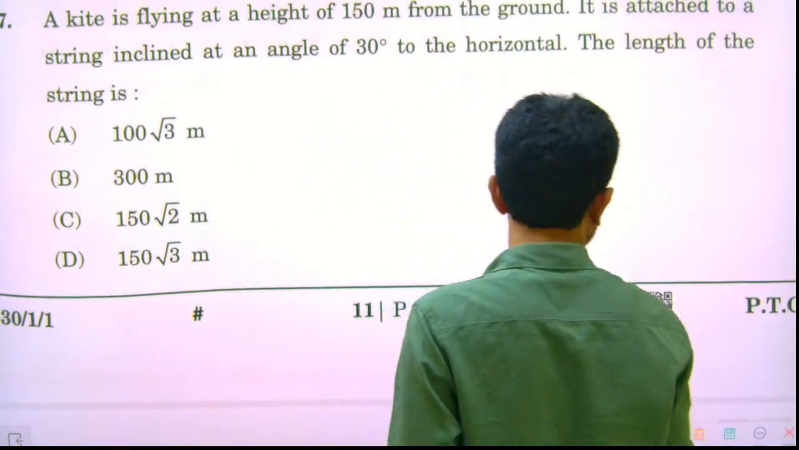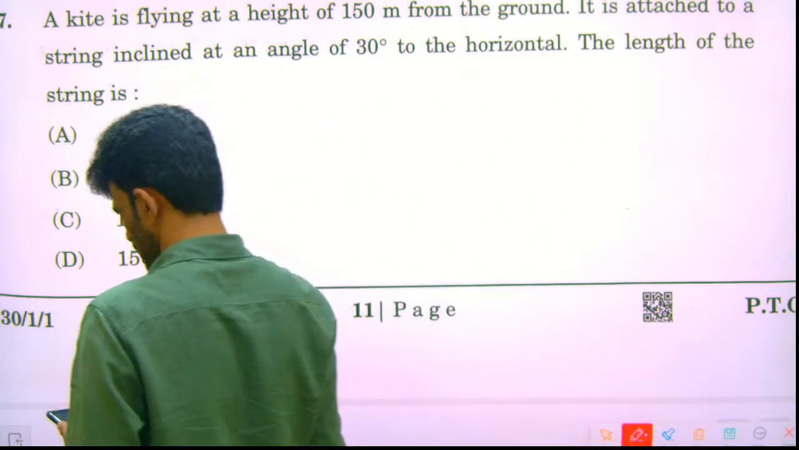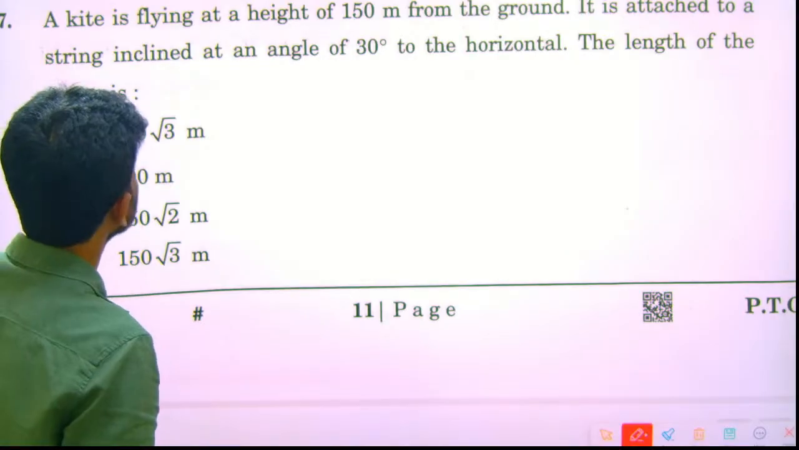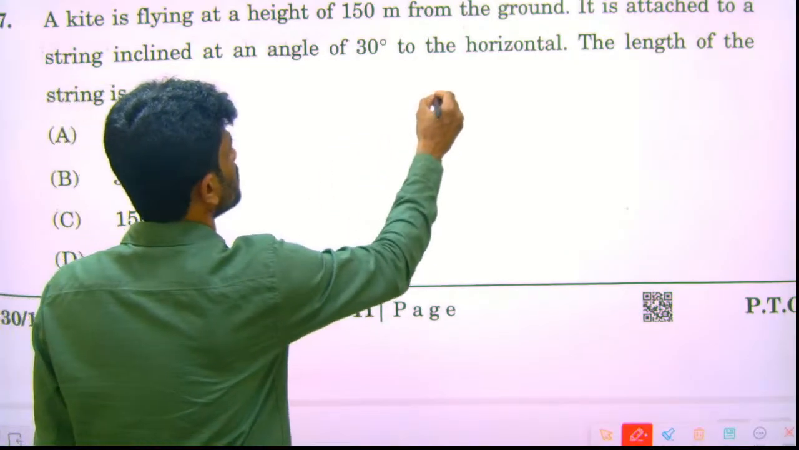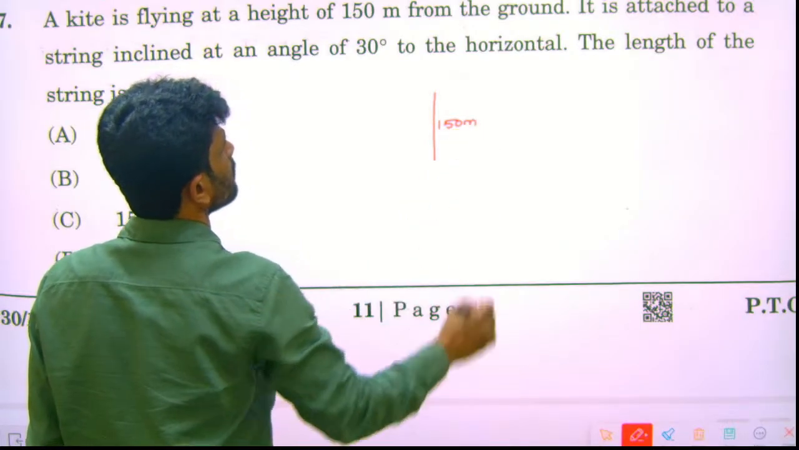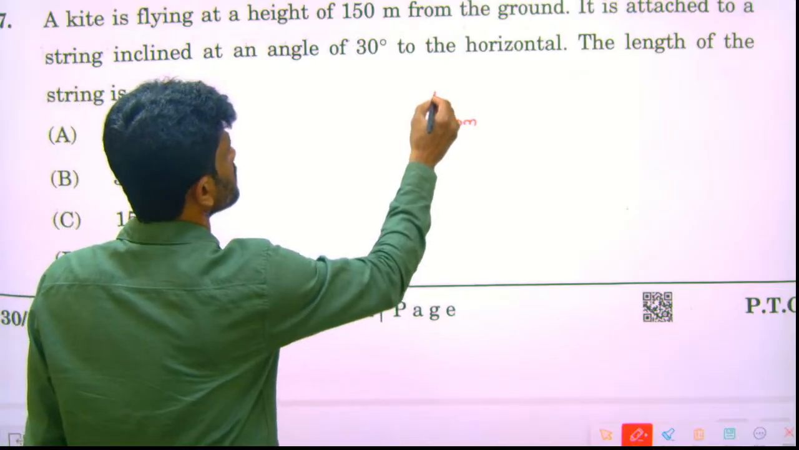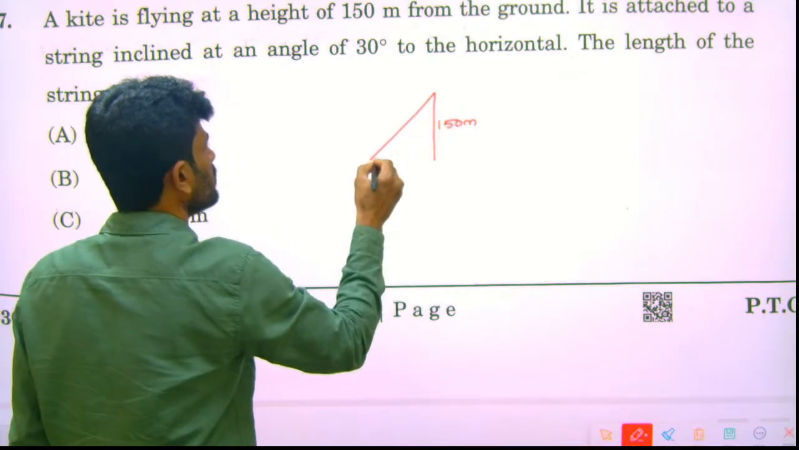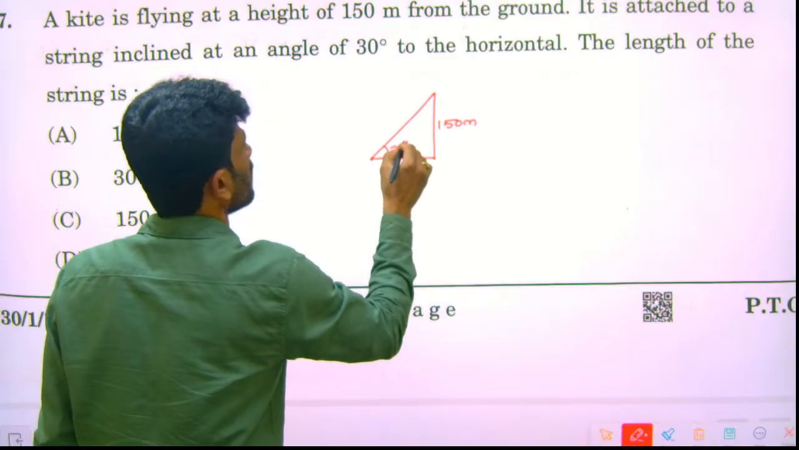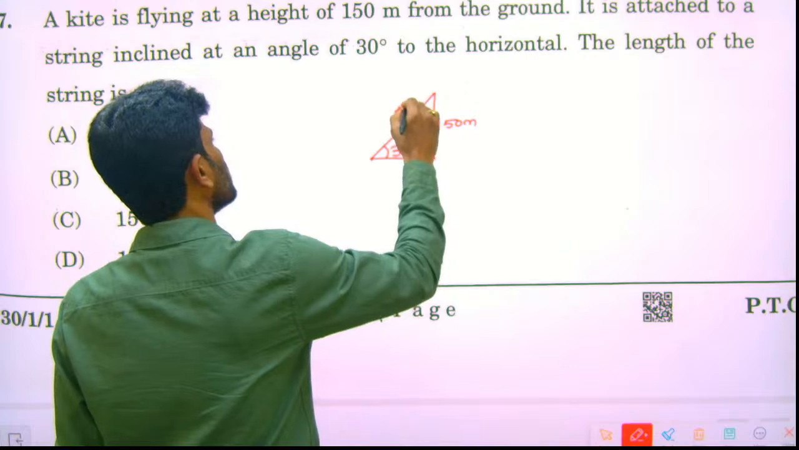This is question number 17, applications of trigonometry. What did you select? Here a kite is flying at a height of 150 meters. It is attached to a string inclined at an angle of 30 degrees to the horizontal. So like this it is there, 30 degrees. The length of the string is what we need to find.